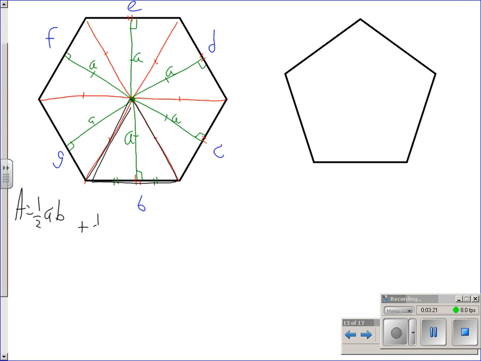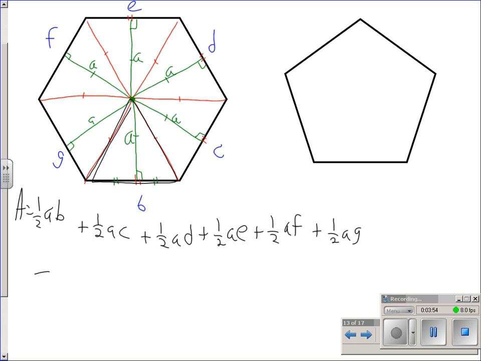Next triangle is 1/2 times the apothem times side C plus, to keep on going around to the next big triangle, 1/2 times the apothem times the base of D, plus 1/2 times the apothem times E, plus 1/2 times the apothem times side F, plus 1/2 times the apothem times side G. We have 6 individual triangles. When we add up all of those areas, that is the area of this regular polygon.